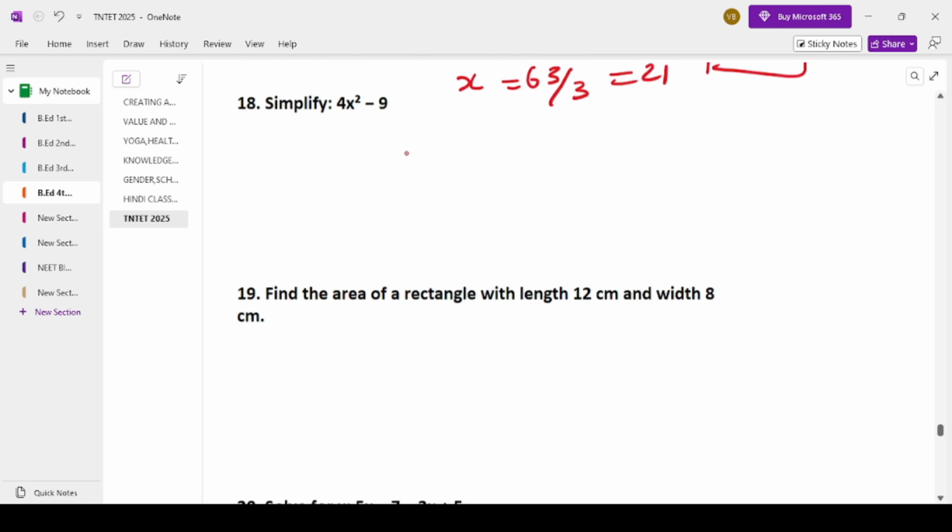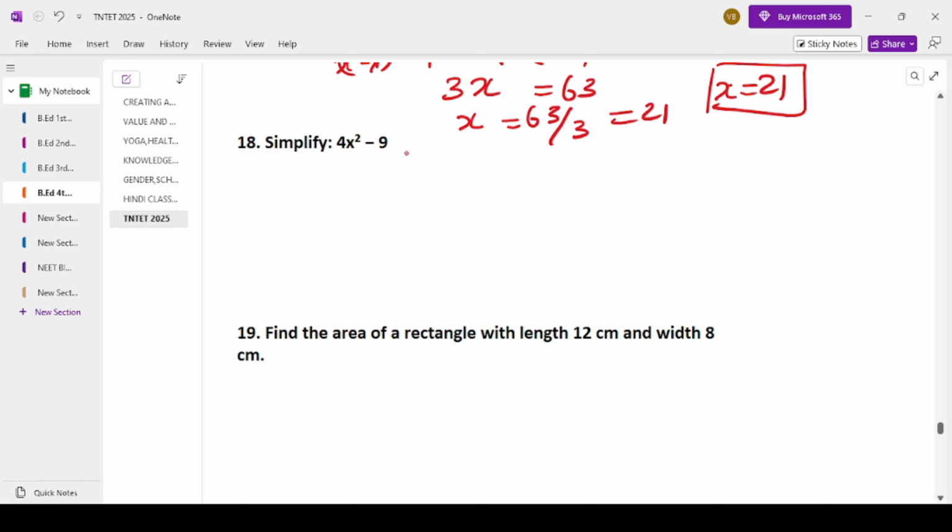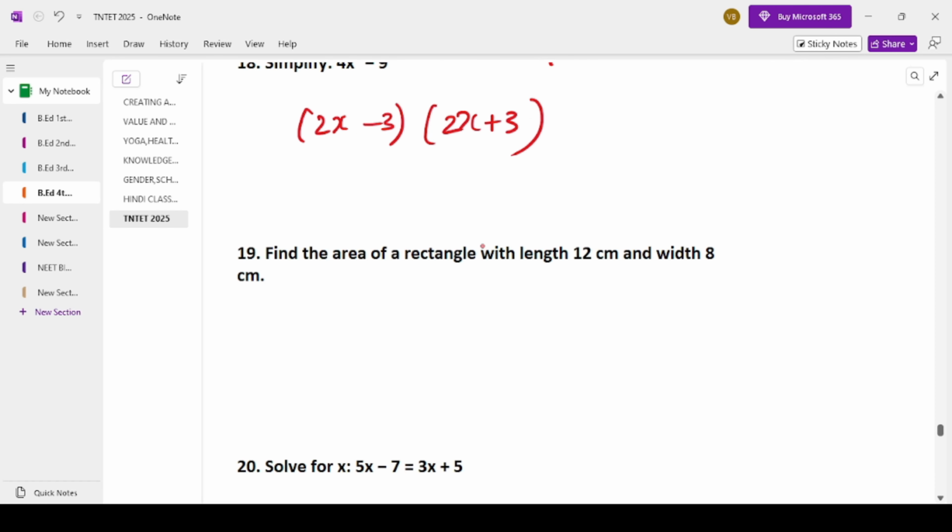Now again one simplification problem. So இந்த இதை எப்படி simplify பண்ணுறது அப்படின்னா, recognize as a difference of squares. So how will you do it? So இது வந்து இது options கொடுத்திருந்தாங்க அப்படின்னா you can mark this as the answer. This is the answer for this. And find the area of a rectangle with length 12 cm and width 8 cm. So இதுவும் வந்து formula தெரிஞ்சா நீங்க போடுறது.